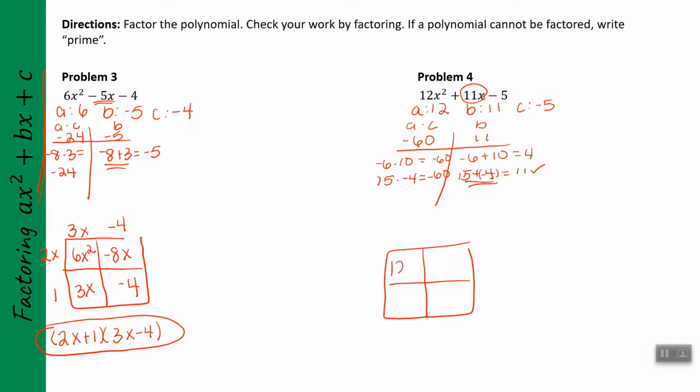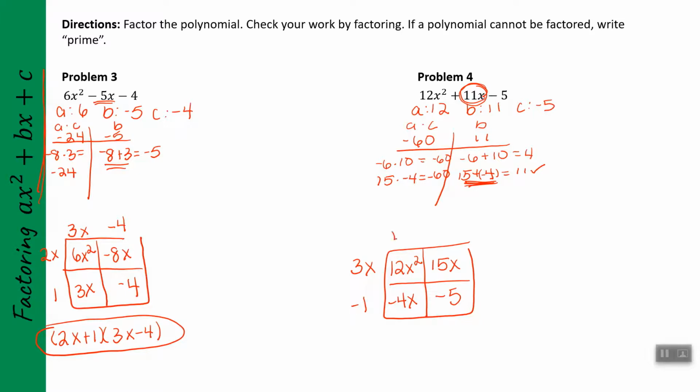My first box goes my first term, 12x squared. My last box is my last term. And then I take this 11 here, and I'm going to split it into my 2 factors, so I'm going to have 15x and negative 4x. So 15 and 12 have a GCF of 3, and they both have an x. 4 and 5 don't have a GCF, or their greatest common factor is 1. Only one of them has a variable. I'm going to pull out a negative 1. Remember, I like to stick to the rule: if I have a negative in this column here, I like to pull out the negative first.